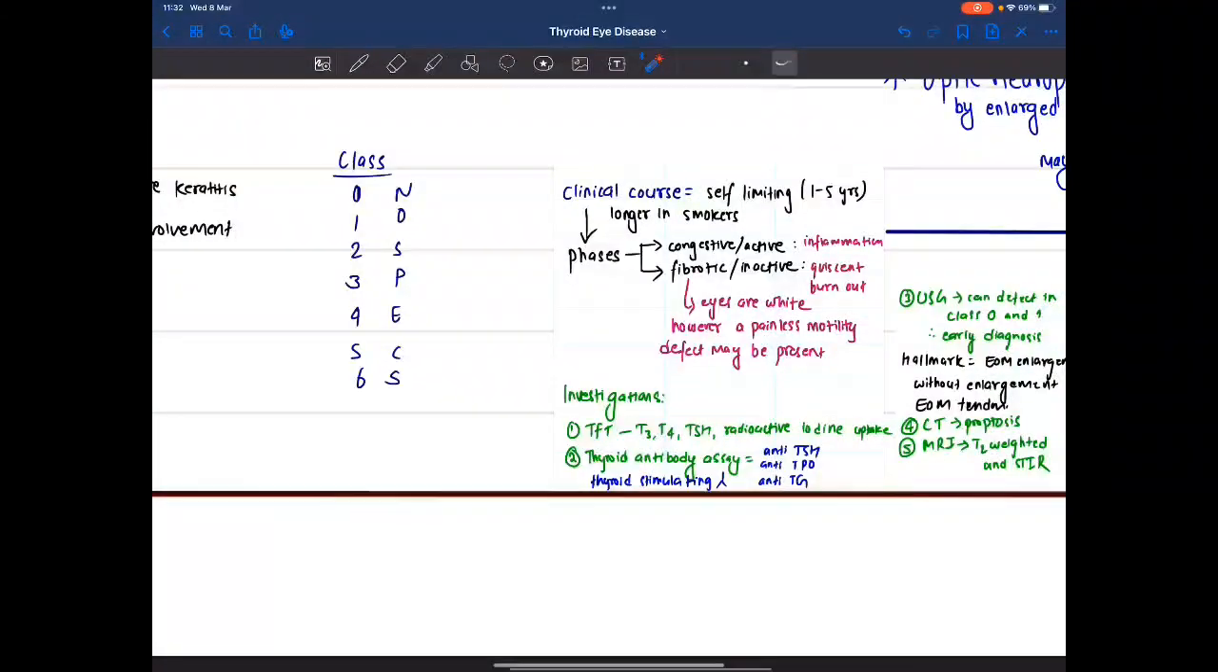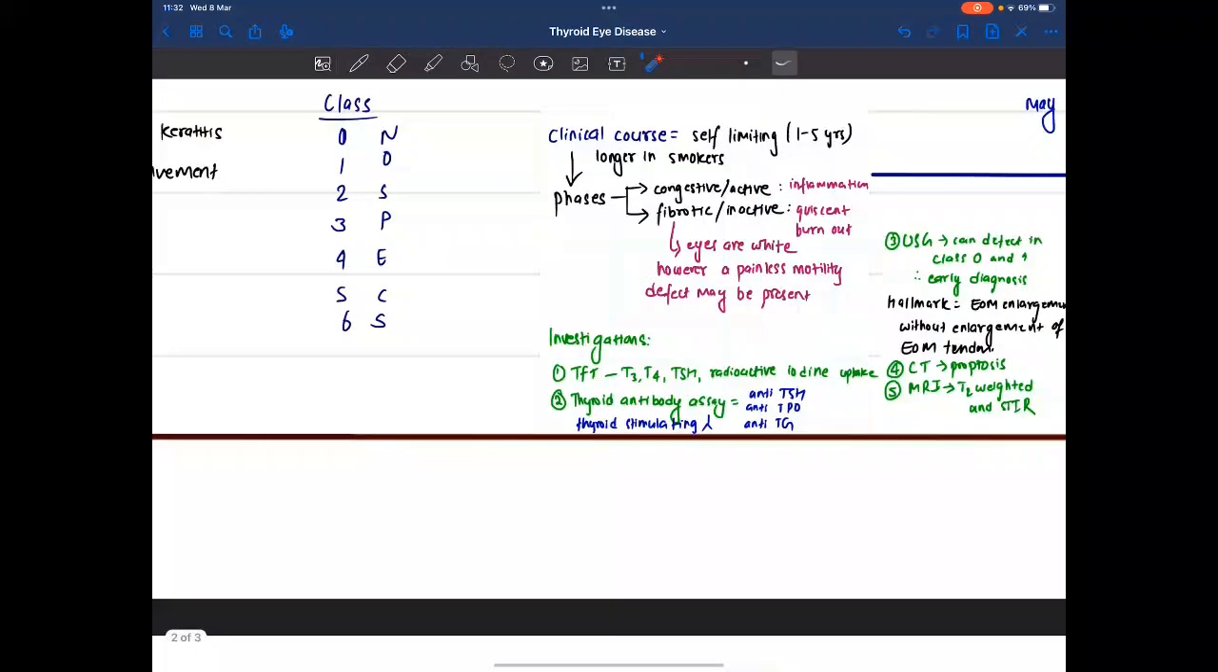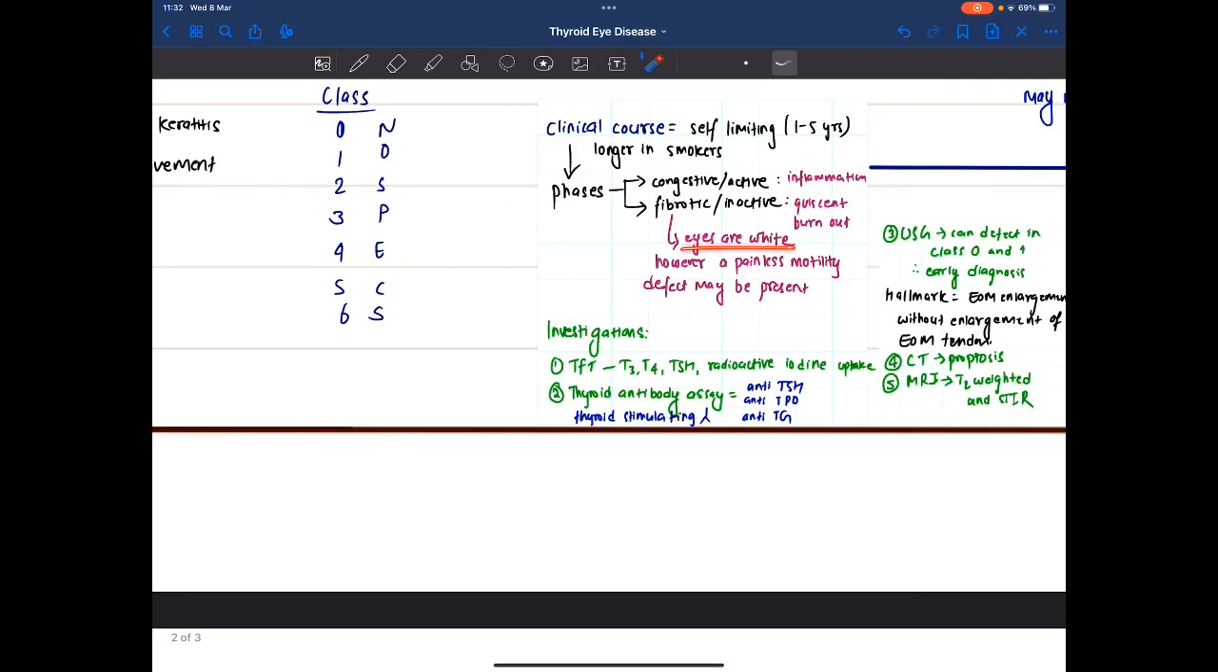So what about the clinical course? It is a self-limiting disease, with a course of about 1 to 5 years. It lasts longer in smokers. There are two phases, active phase and inactive phase. I have already told you about the curve. The active phase is the inflammatory phase; the fibrotic or inactive phase is the quiescent or burnout phase. In this phase, the eyes are white, however a painless motility defect may be present.